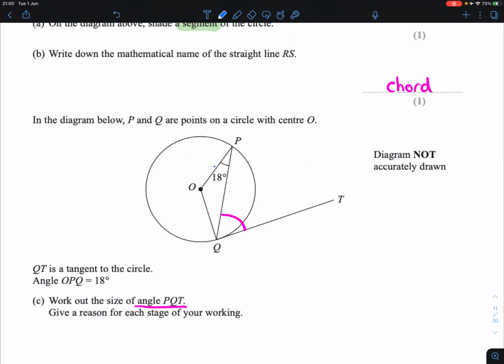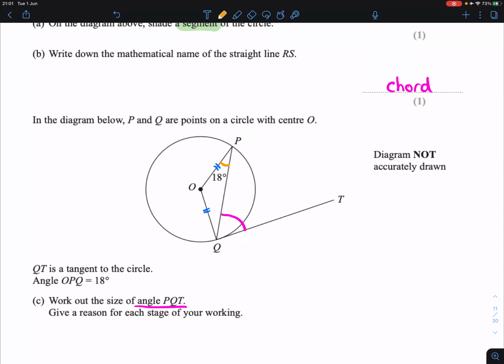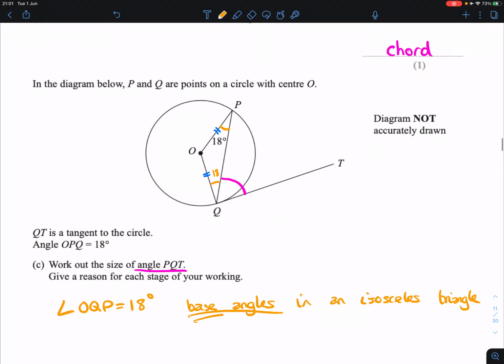The fact that O to P is a radius and O to Q is a radius tells us that 18 degrees will not only be here, but will also be here because of the fact that we have an isosceles triangle. So I can write here angle OQP equals 18 because base angles in an isosceles triangle are equal. Anytime you use knowledge of an isosceles triangle, this is the money line right there. You need to refer to base angles.